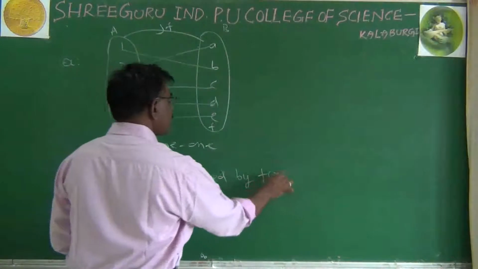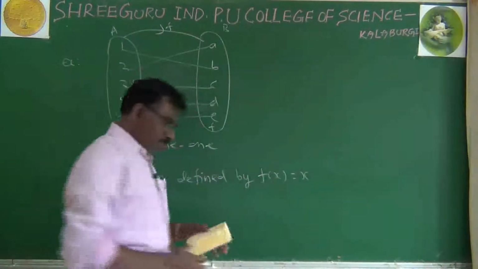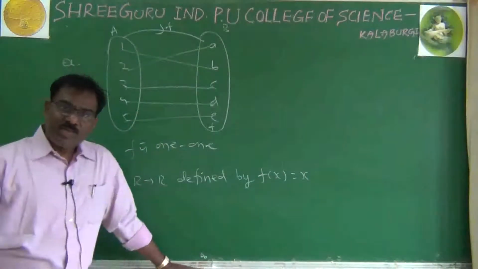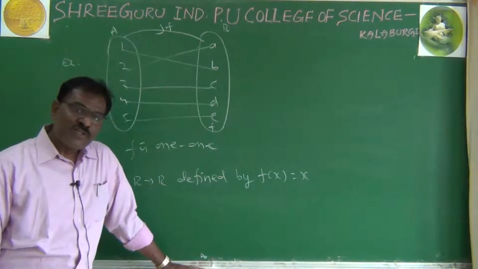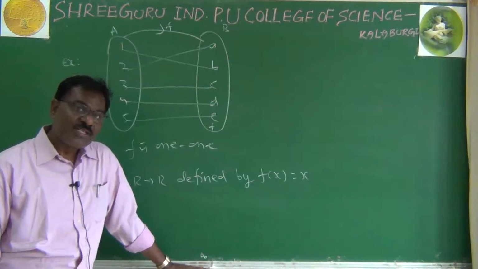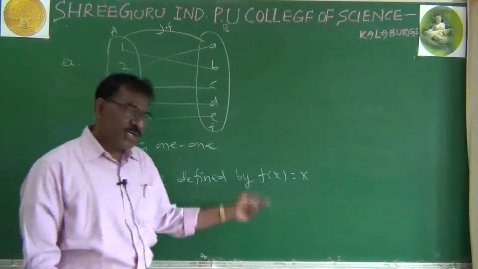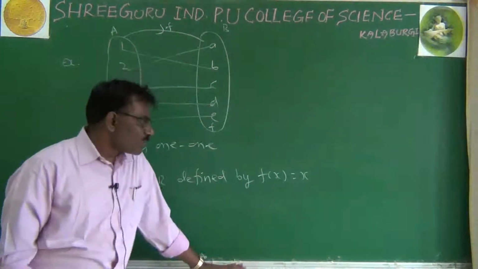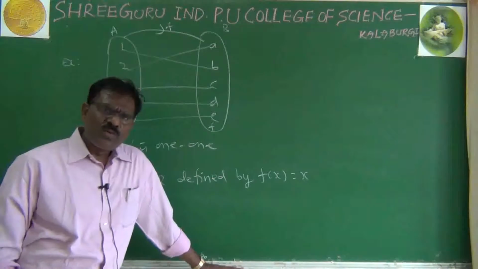f of x equal to x. In the previous class I explained, what type of function is this? This is called the identity function. f of x is x. So this identity function is always a 1-1 function.